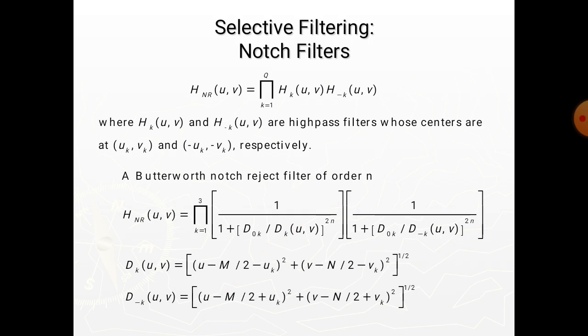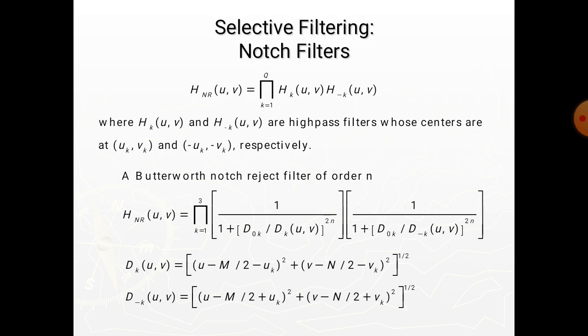So here the distance computations for each filter are carried out using the expressions D_k(u,v) = [(u − M/2 − u_k)² + (v − N/2 − v_k)²]^(1/2), and D_−k(u,v) = [(u − M/2 + u_k)² + (v − N/2 + v_k)²]^(1/2).